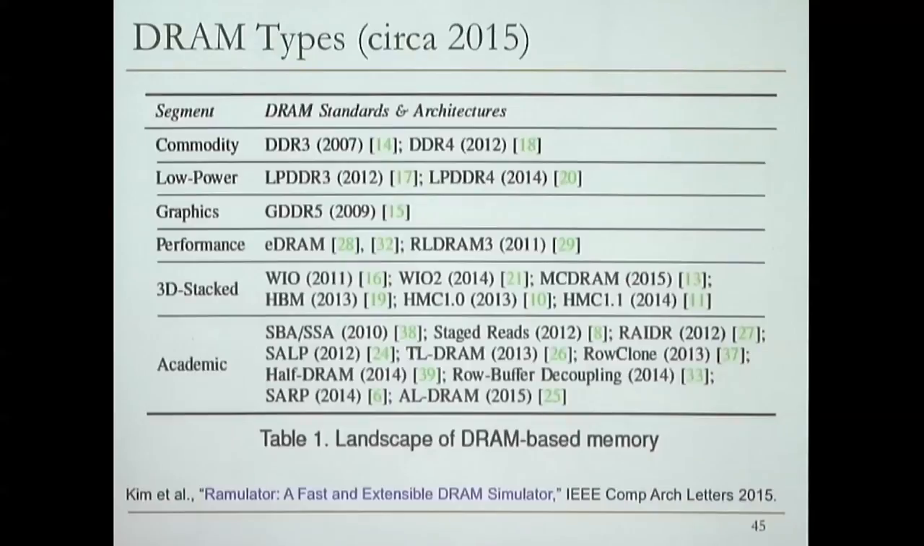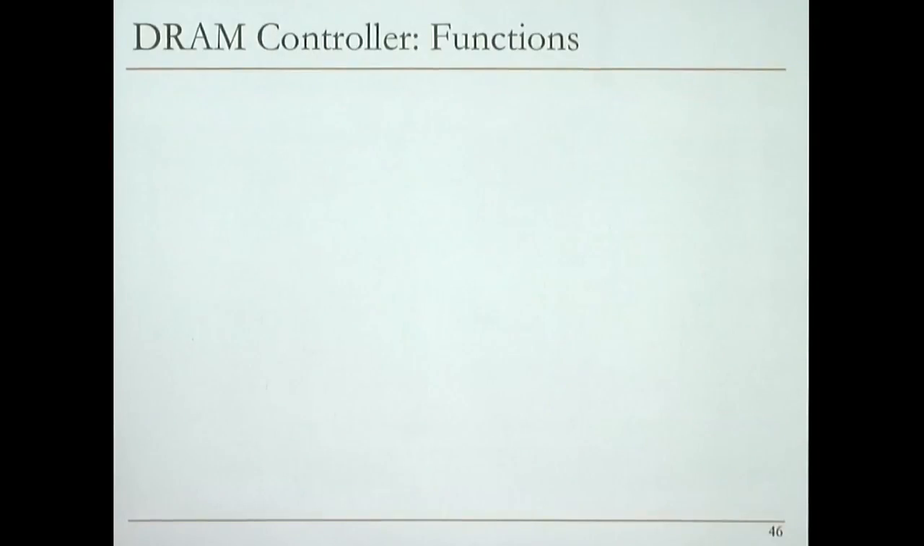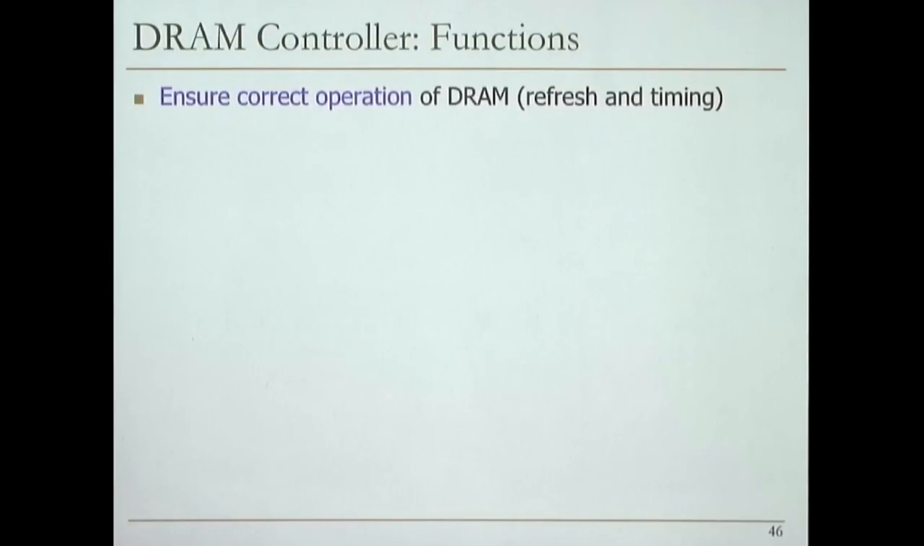This is one example from the paper that I referenced earlier, from 2015. As you can see, these are some of the different DRAM types. Again, you don't need to know all of those, but this is proliferating. It's increasing. So what are some of the functions of the DRAM controller, in addition to potentially supporting different DRAM types?